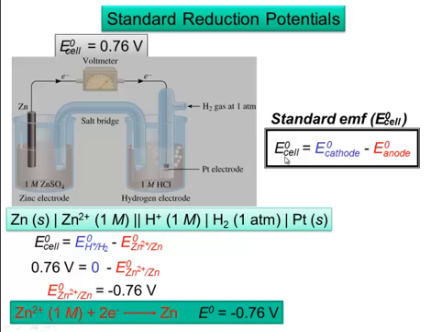E0 of the cell, that is standard EMF of the cell, is E0 of the cathode minus E0 of the anode. That means it is E0 of right half electrode minus E0 of left half electrode. This is the cell representation we saw in the previous slide, and E0 cell is what we have determined experimentally out here. E0 of hydrogen is 0 and E0 of zinc is what I don't know and I wish to determine. E0 zinc, being the only unknown, can be calculated to be minus 0.76 volts.